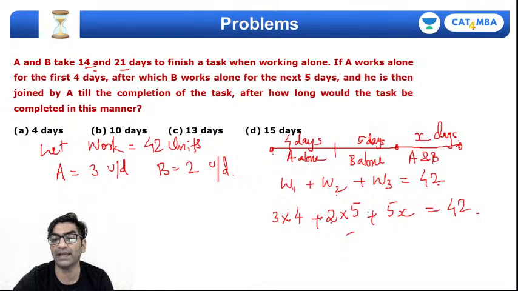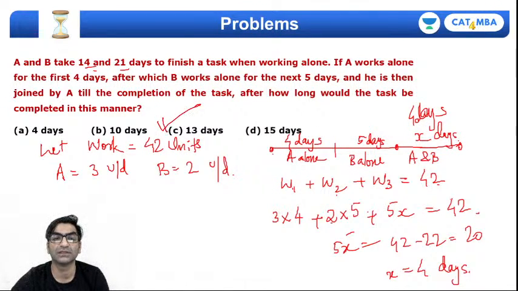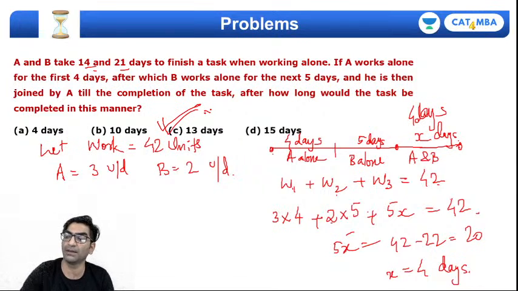What do I get? 10 plus 12 is 22. So 5X would be 42 minus 22. That's 20. Which means X would be 4. So together they work for the last 4 days. And so total time taken will be 4 plus 4, 8, plus 5, 13. Option C is what you would be marking.